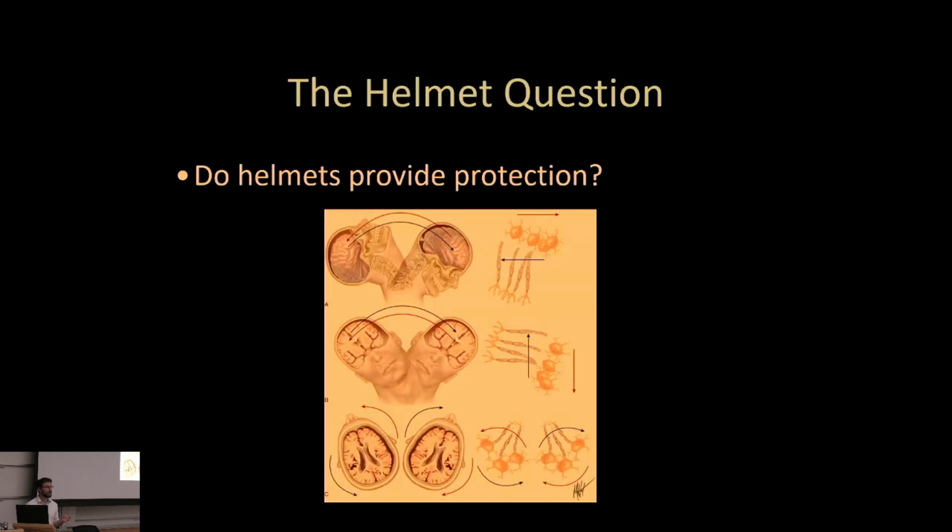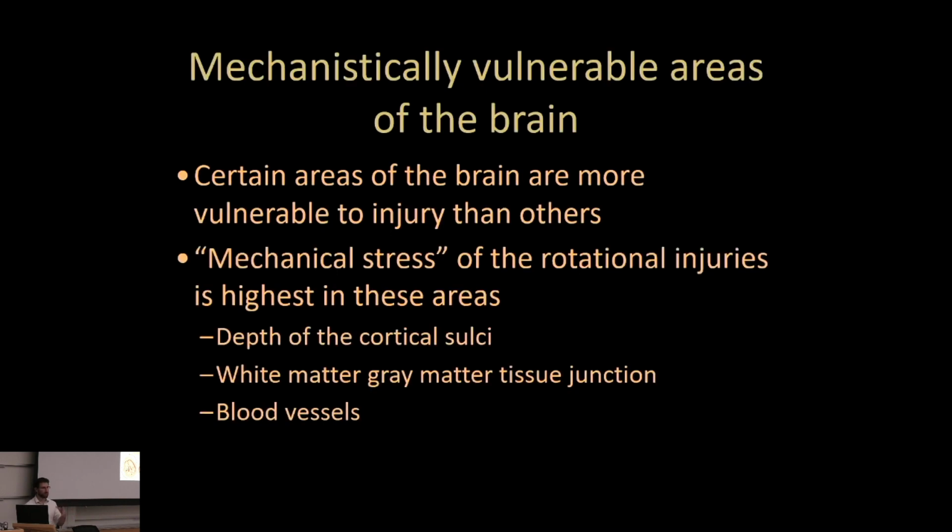Now, what's really interesting about this sort of linear rotational injury is that there are certain areas of your brain that are more vulnerable than others. They're more vulnerable to this mechanical stress. And there are three areas: the depth of the cortical sulcus, the white matter-gray matter junction, and blood vessels. Two or three of those should sound familiar, because they're part of the pathognomonic lesion. So right there, we linked head trauma to CTE, where CTE is the strongest linked area to injury. So you just linked it right there.